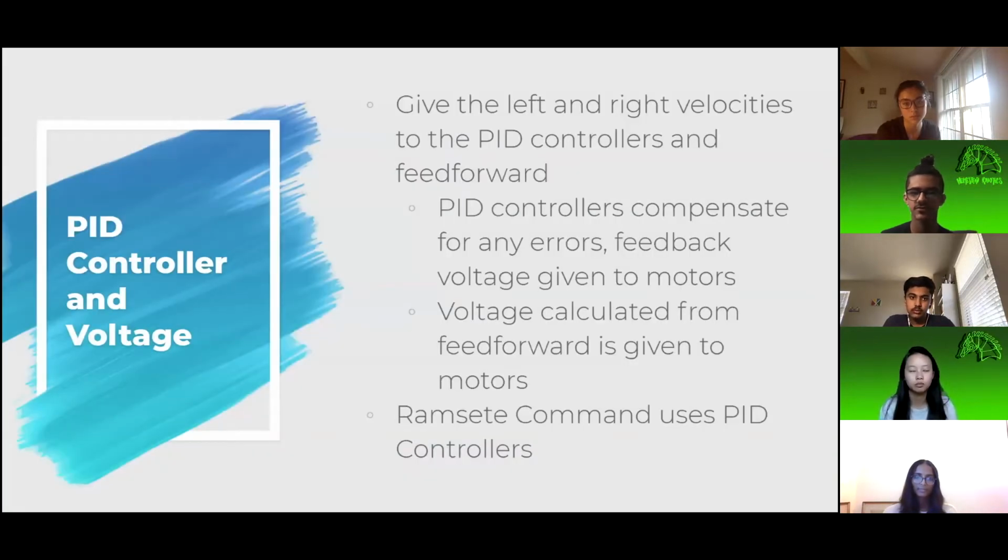Okay, so PID controller and voltage again. PID comes up a lot, but basically you give PID controllers the left and right velocity along with other PID constants and the feed forward constant. These controllers do what they have to do: compensate for any errors and give feedback to the motors. Ultimately, Ramsete Command uses this PID controller to run its path, or the trajectory that you give it.